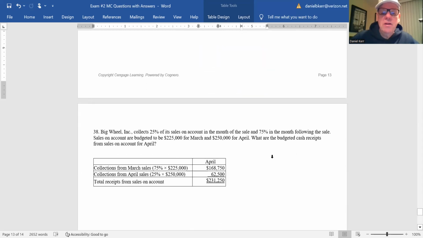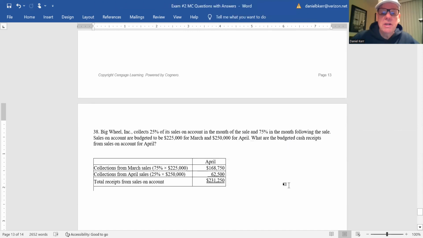And the last one here is just a simple cash budget. We collect 75% of the cash from sales in the month of the sale, and 25% comes from the previous month's sale. So what are the budgeted cash receipts for April? In April, we sold $225,000. We're going to collect 75% of that.